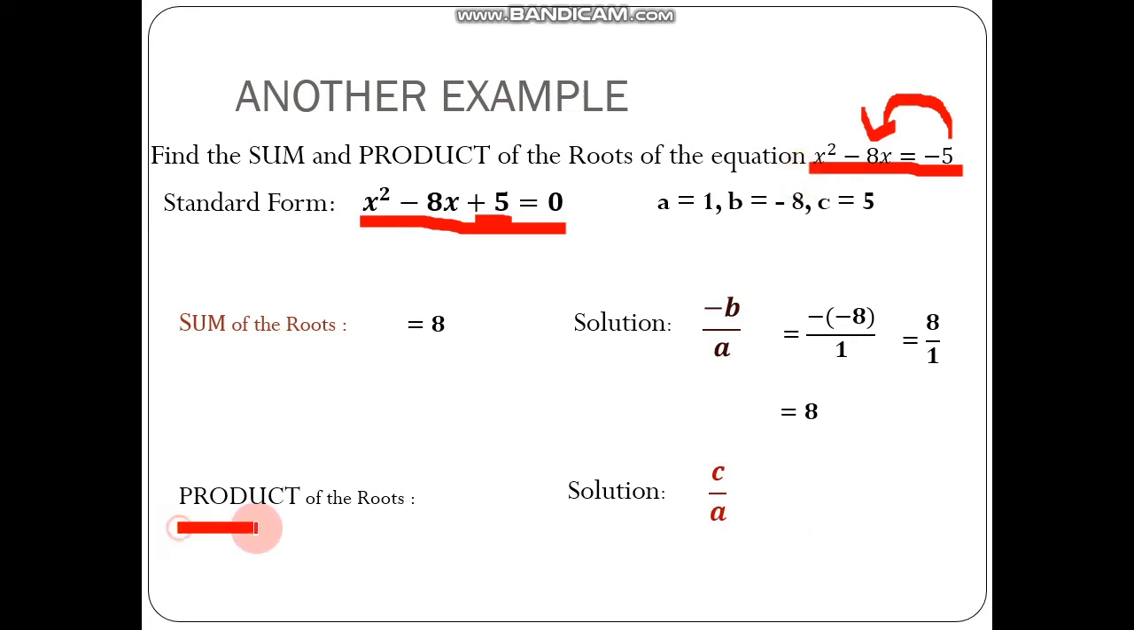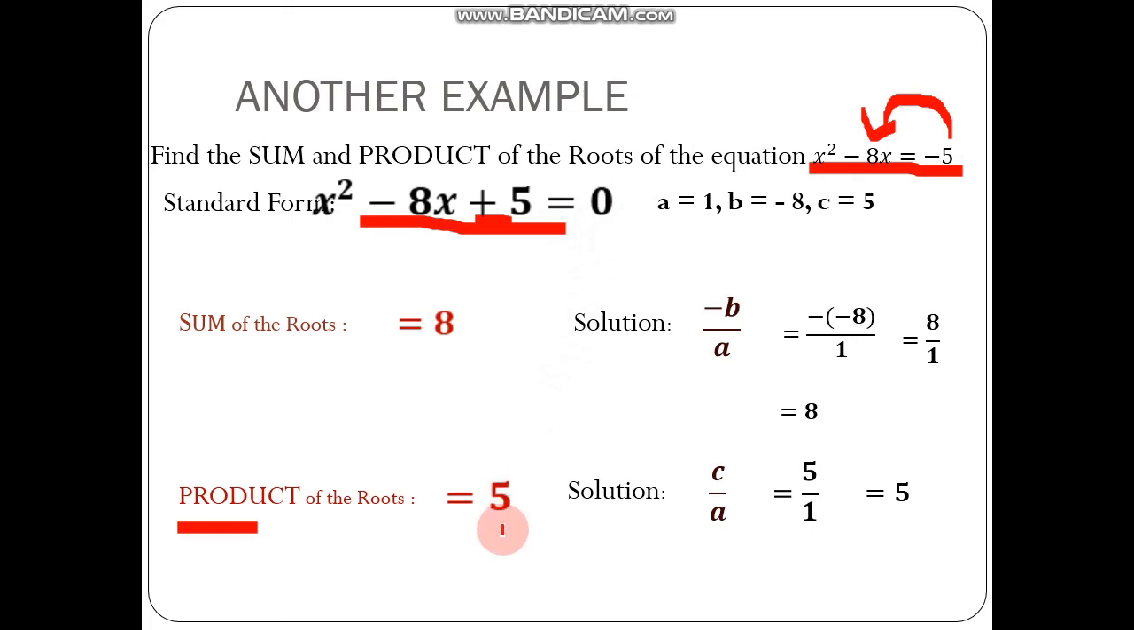Now let's go to the product. We use c over a. The value of c is 5 and a is 1. 5 divided by 1 is 5. The product of the roots of x squared minus 8x equals negative 5 is 5. So again, the sum of the roots of x squared minus 8x plus 5 equals 0 is 8. The product of the roots is 5.